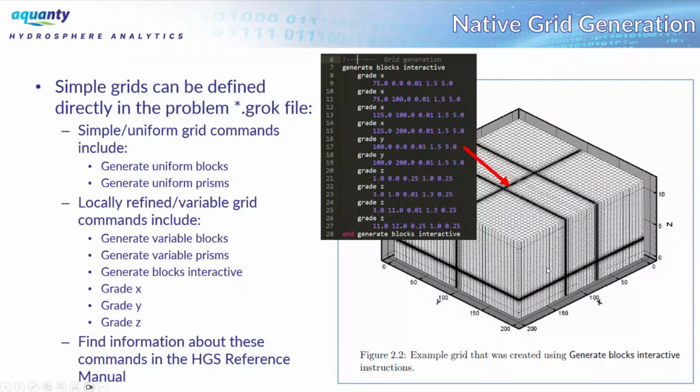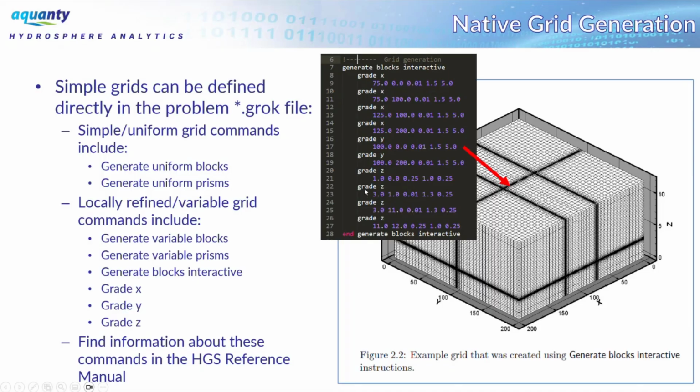So here's a slightly more complex grid, and this is an example. The text that we see up here, generate blocks interactive. If we scroll all the way down to the bottom, we see an end command. This is an example of what I call a command block, not because it's generate blocks interactive, but just because it's a command that is book-ended by an end command. And in that context, there may be unique commands that can be used here.